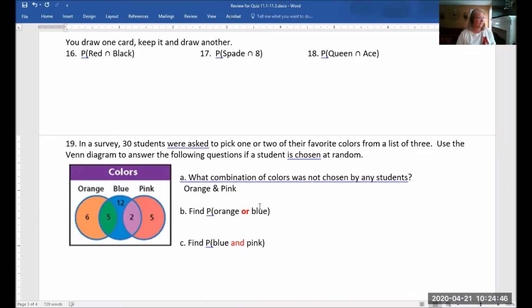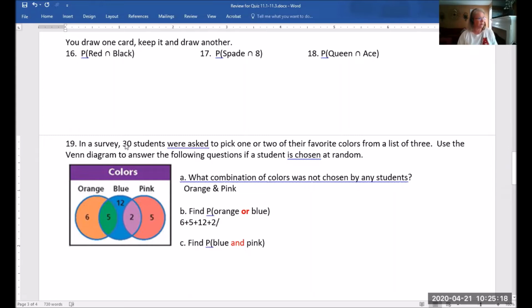The easy way for orange and blue is literally to count all of the numbers that are in the orange and blue circles, add them together, and put them over the total. Okay, so everybody listen. That would be 6 plus 5 plus 12 plus 2. Does everybody see that? Those are all the numbers that were in both circles. And then we would put that number over the total, which is up here.